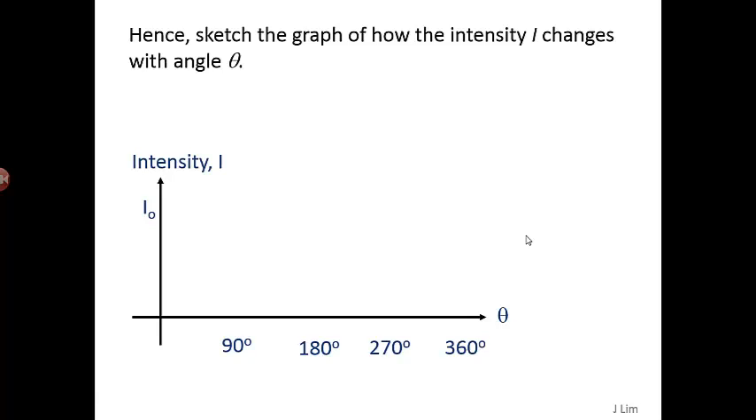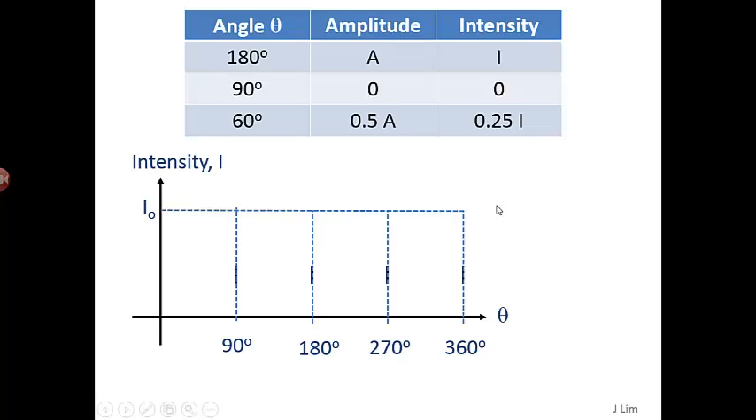Hence, sketch the graph of how the intensity I changes with angle theta. So we know that the intensity is I at 0 degrees, 0 at 90 degrees, and 0.25 I at 60 degrees. So that is the intensity versus angle graph.